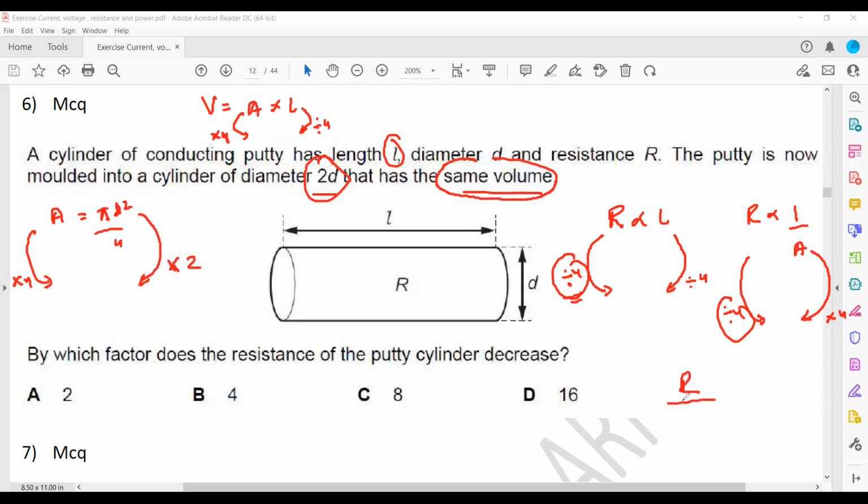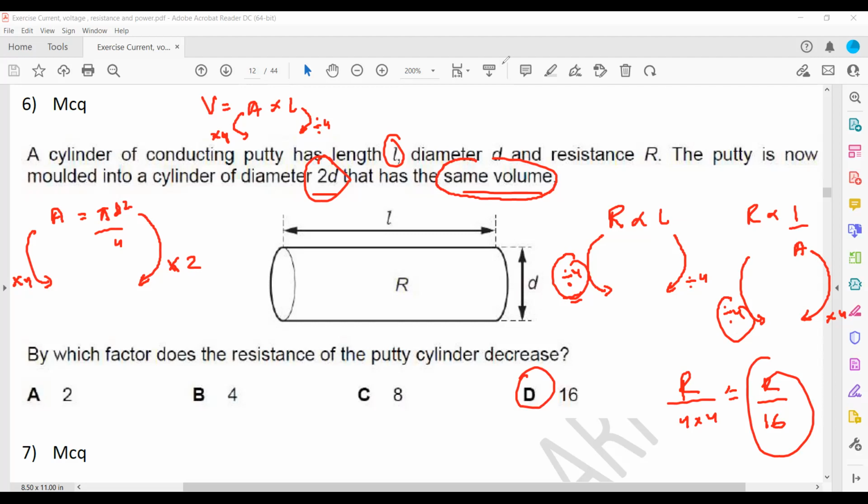So the resistance decreases by 4 due to length, and due to the change in area, it also decreases by 4. So it is divided by 4 and 4. So total 4 multiplied by 4 equals 16. So the total resistance decreased by what factor? It will be 16. This is one way of solving.